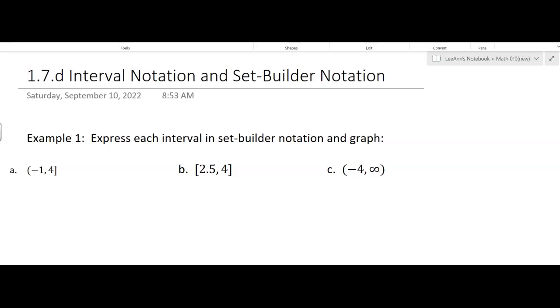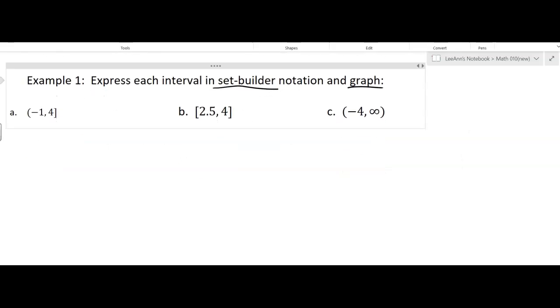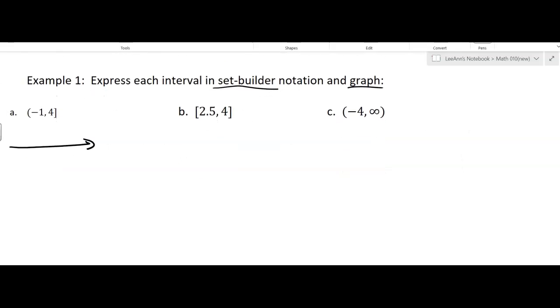In this example, we're going to look at interval notation. They're going to give us the interval notation, and we're supposed to write it in set builder notation and graph it. Now I'm going to go ahead and start with the graph first. So on this first one, it looks like we're talking about all the numbers between.